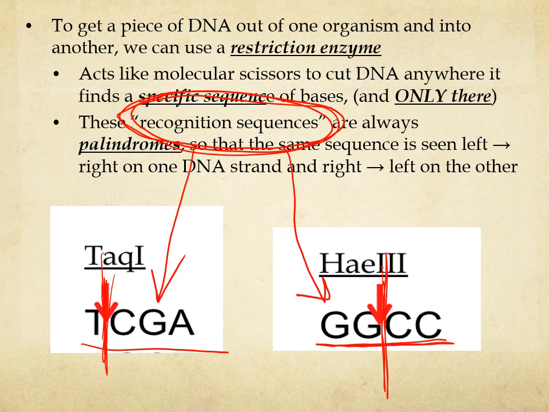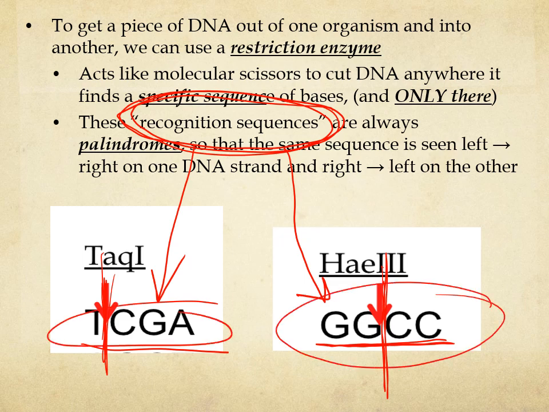So TAC1 looks for these 4 letters to recognize those. HEY3 looks for these 4 letters to recognize those. And that's going to cut them in whatever place. You can see the first enzyme cuts between the first and second letter. This other one cuts between the middle 2 letters. Every enzyme is different. But just make sure you make a little note of that for yourself.